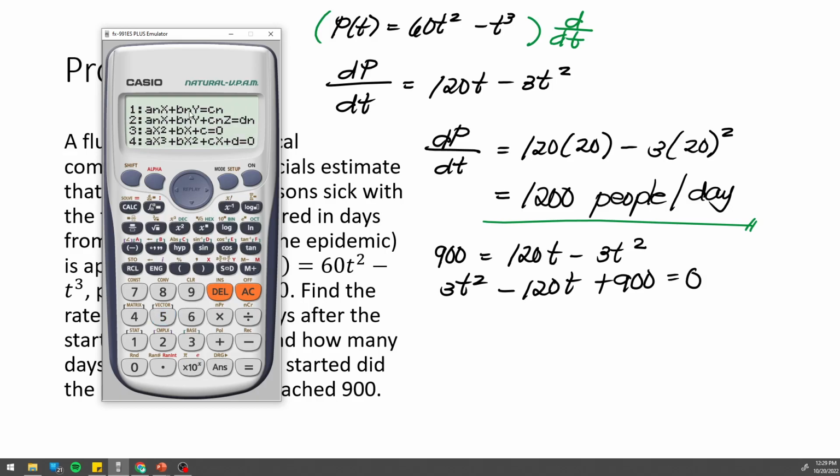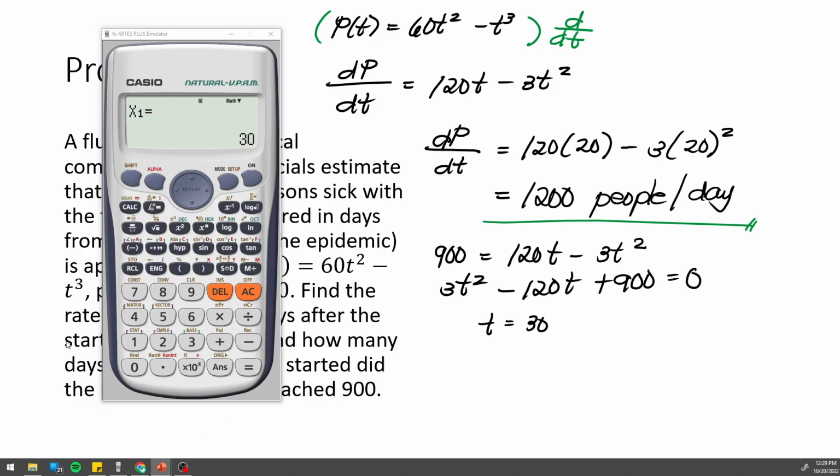Remember the form ax squared plus bx plus c. So it should be in that form as well. So we have 3, negative 120. You need to carry the sign as well. Then we have 900. Okay, so therefore we have t is equal to 30.